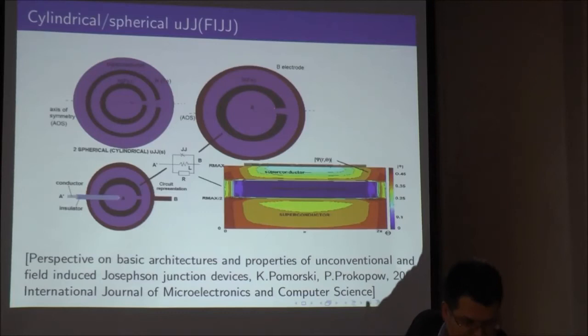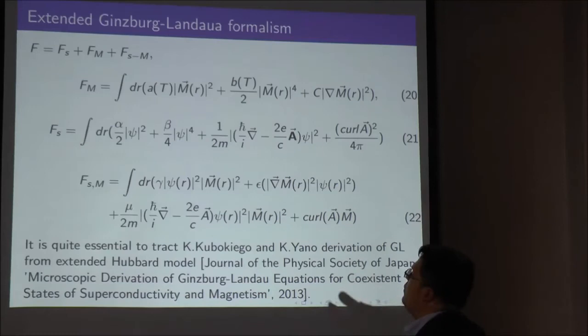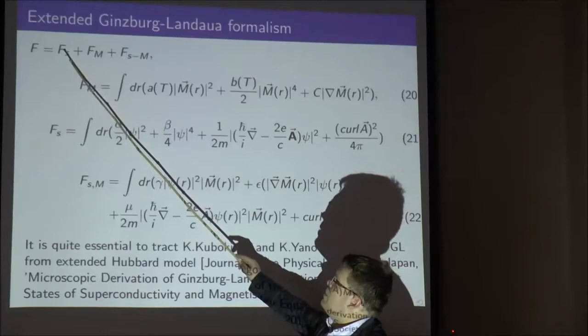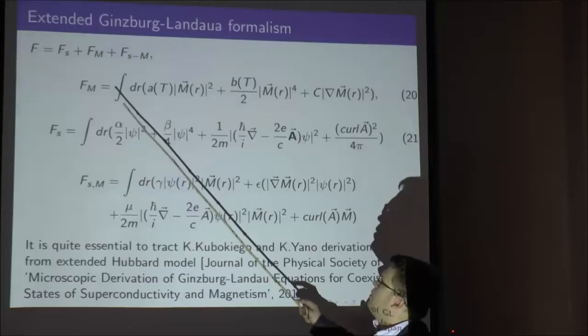And then I moved to the case of a real ferromagnet. If I have a real ferromagnet, I have the following Ginzburg-Landau functional, which comes from the superconductor, from the ferromagnet, and from the interaction between the superconductor and the ferromagnet.